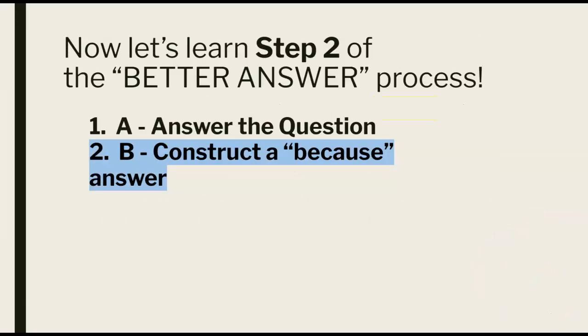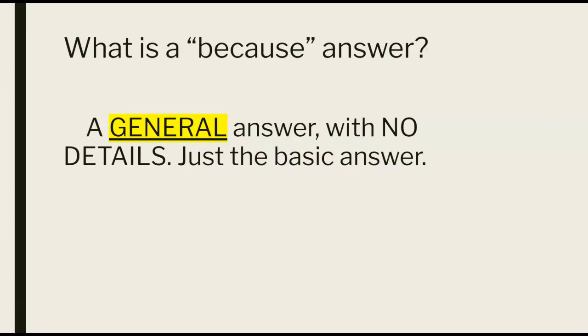All right, so step 1 is done. We have answered the question. Step number 2 is where we construct a because answer. So remember, the second letter of ABE is that B, and the B stands for because. So what is a because answer? This is where you give a general answer. You're not going into a lot of detail. You're just giving a very short explanation for why your answer is correct.